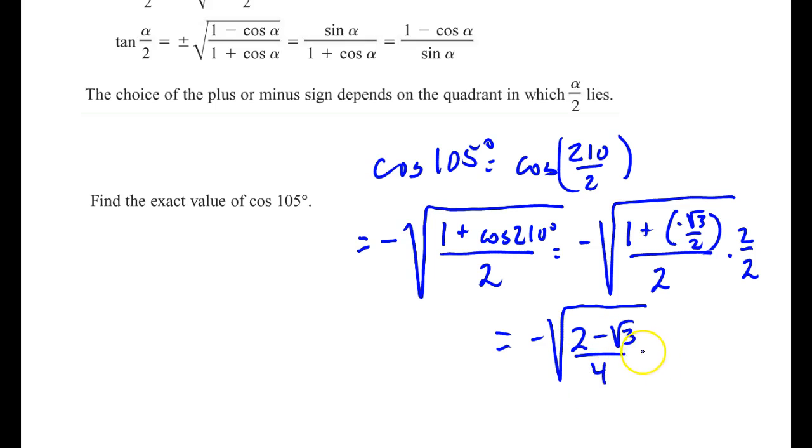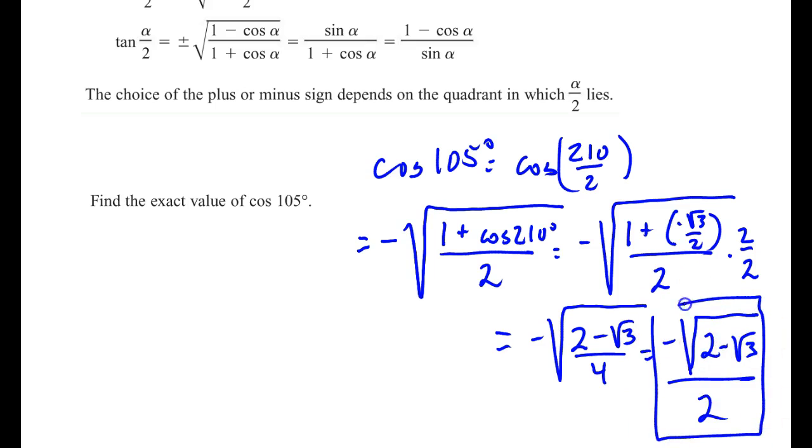and I can take the square root of 4, so my final answer will be negative square root of 2 minus root 3 over 2. So you've got a root inside a root, but that's okay. That's just what the answer is, and that's how you do those problems.